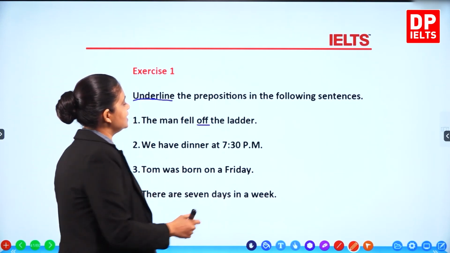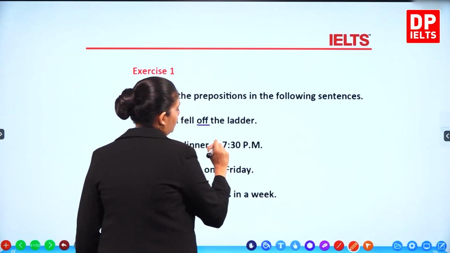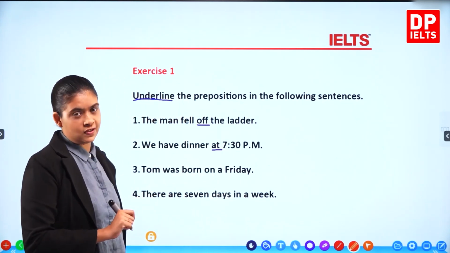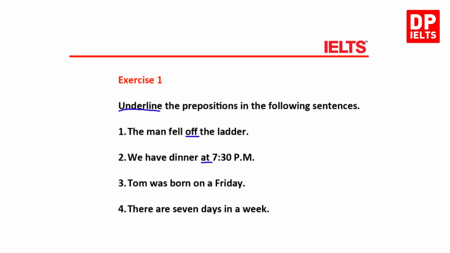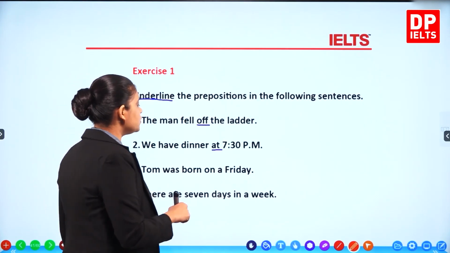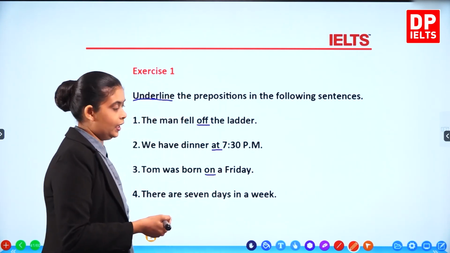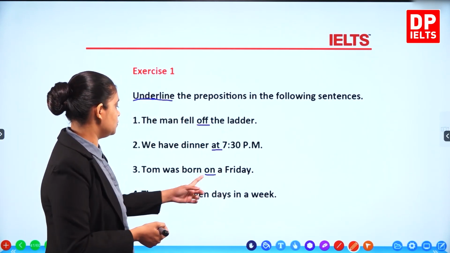We have dinner at 7:30 because it is a specific time. The at preposition is being used. We have dinner at 7:30 p.m. Specific one. இரவு 7:30 மணிக்கு நாங்க இரவு சாப்பாடு சாப்பிடுவோம். So 7:30 மணி என்ற ஒரு specific time. So at.